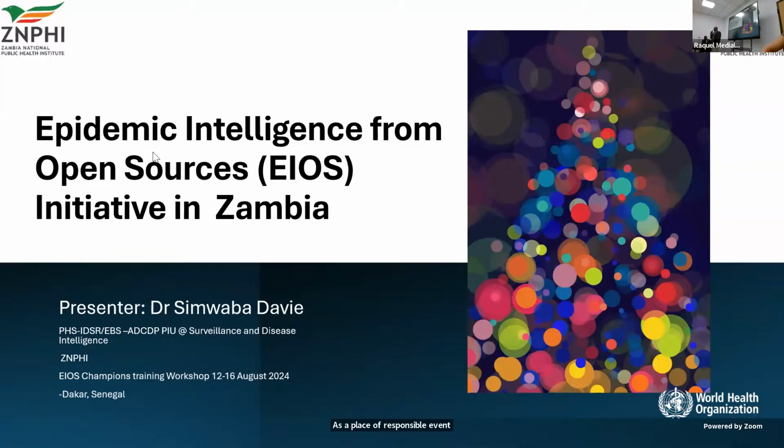The background to this is all well known. I think, like many countries, the country underwent joint external evaluation, where the International Health Regulations capacities were measured, and one of the big gaps that the country had was to do with event-based surveillance as one of the capacities that we needed to include within the public health system. So allow me just to run through the presentation.